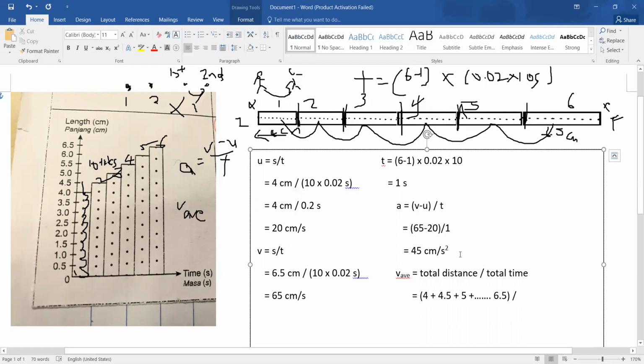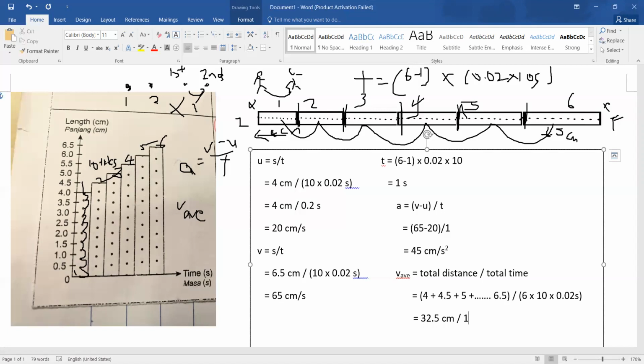This is not like the acceleration. For acceleration, we're counting the difference in the velocity, right? Because acceleration is the rate of change of velocity. So now we are counting the time taken from the first one to the last one. There are 6 tapes and each tape has 10 ticks. So 6 times 10 times 0.02 second. And finally, we'll get the answer. The answer will be 32.5 cm divided by 1.2 second.